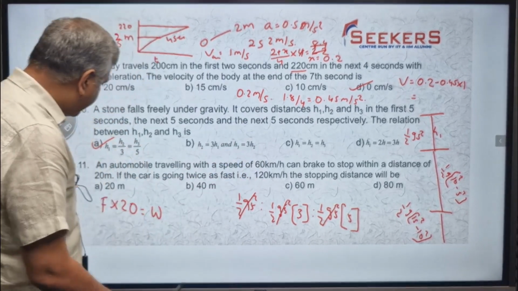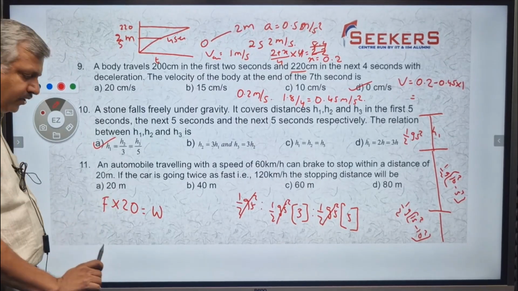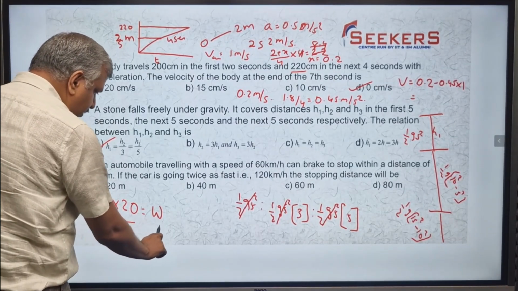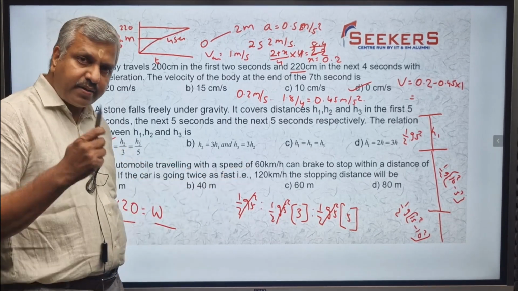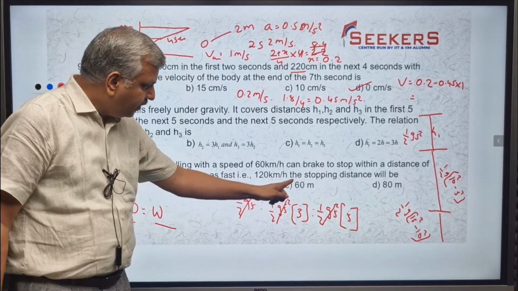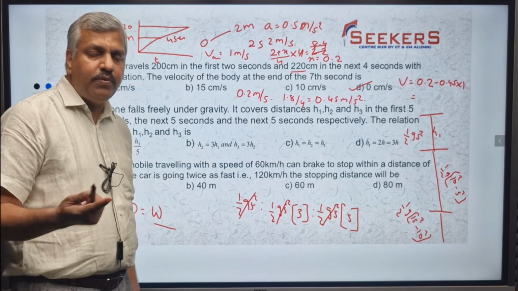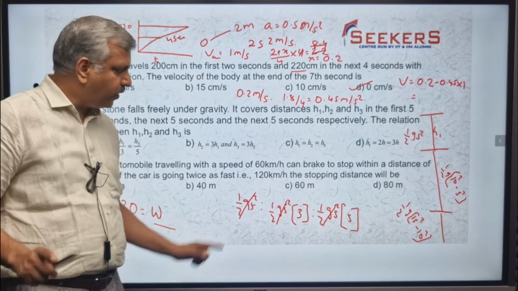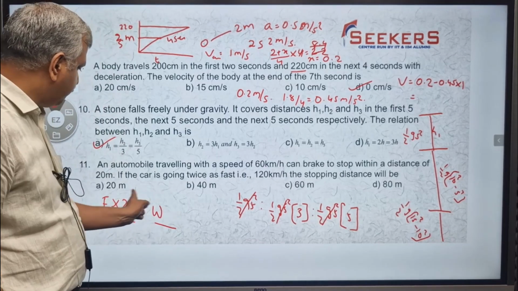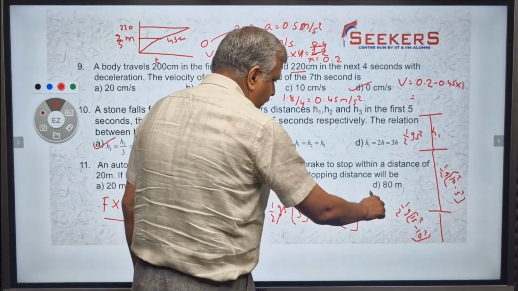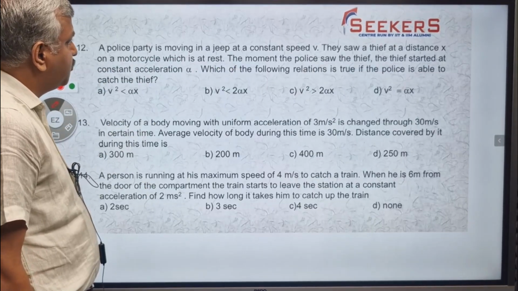So what did I do? I said, according to the work energy theorem, work done is equal to change in kinetic energy. So if the velocity is 60, suppose W was the kinetic energy. If the velocity is 120, 4W will be the kinetic energy, half mv squared. V is doubled, 2v the whole squared. So it will become 4 times.